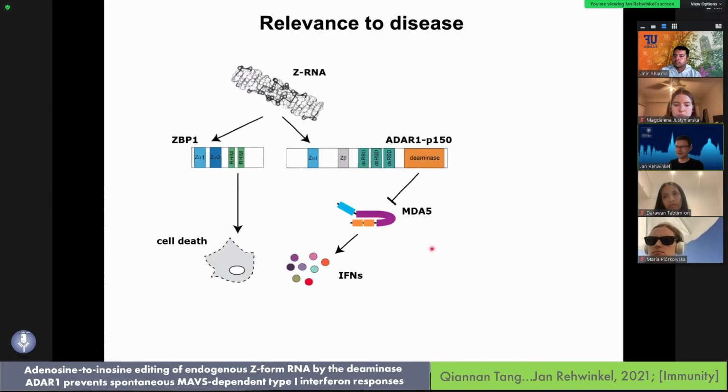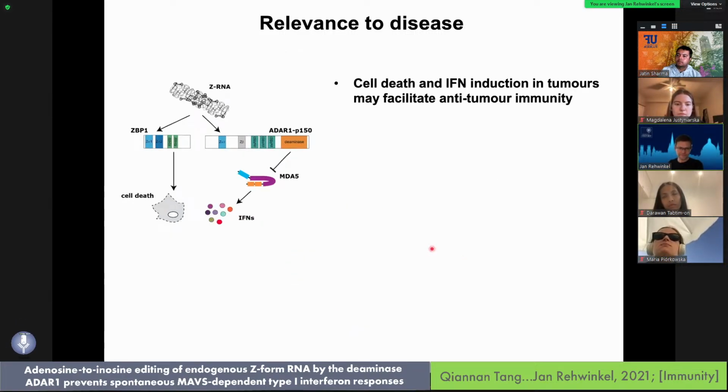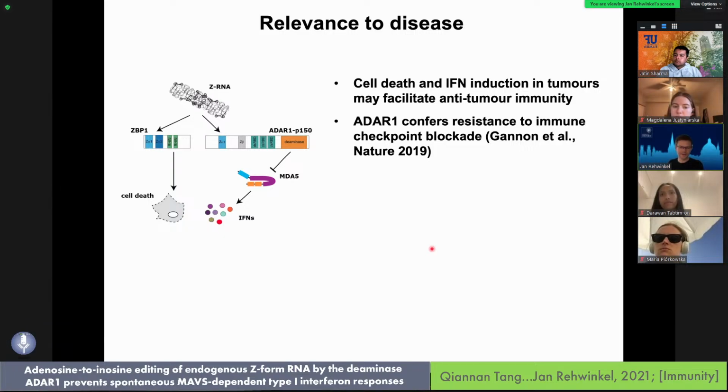And there are really some interesting links to disease, and I think really in the context of cancer that might be most attractive and most important. And so cell death and interferon induction are things that might be good to induce in tumors in terms of killing the tumor and in terms of activating an innate immune response that might synergize with adaptive responses, which could be unleashed with checkpoint blockers. And indeed, there's already some literature showing that ADAR1 confers resistance to immune checkpoint blockade. So if you knock ADAR1 out from tumor cell lines in mouse studies, for example, then those tumors can be targeted much better by checkpoint blockers, because they've got a bit of an interferon response going on, and that activates innate immune responses, which then will facilitate adaptive immune responses.